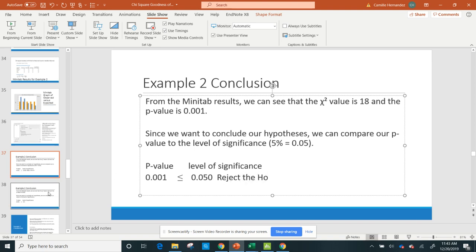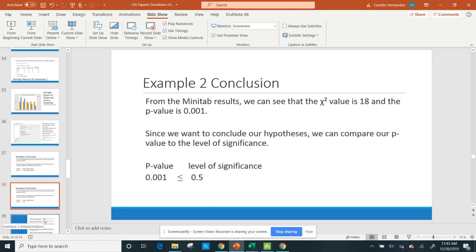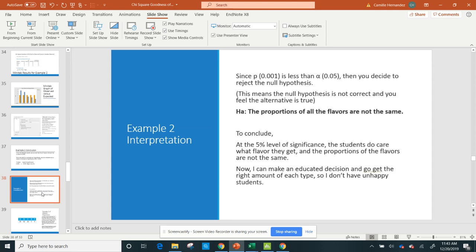Okay, so let me get to my conclusion. So I rejected my null. Since the p was less than that, I rejected the null. That means my null hypothesis is not correct and my alternative is true. So the proportion for all the flavors are not the same. So at a 5% level of significance, the students do care about what flavor they get and the proportions of the flavors are not the same.